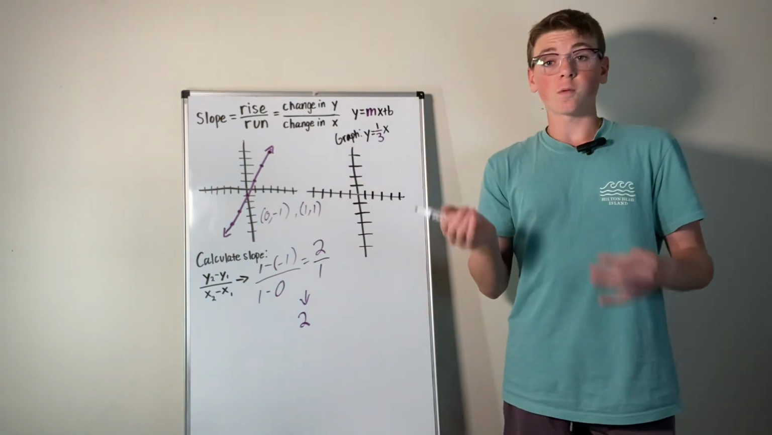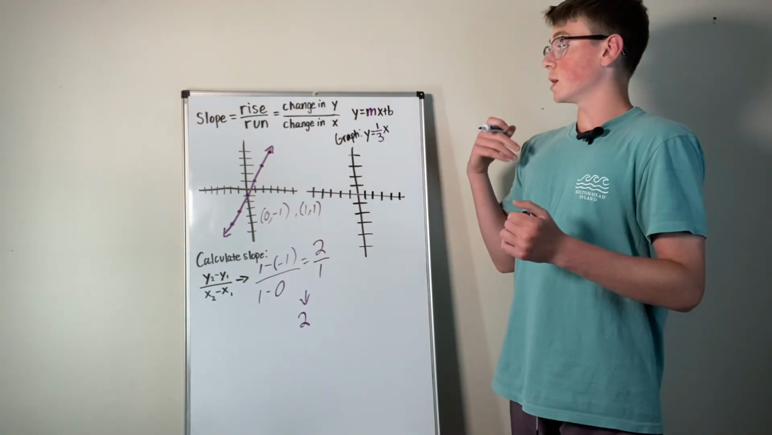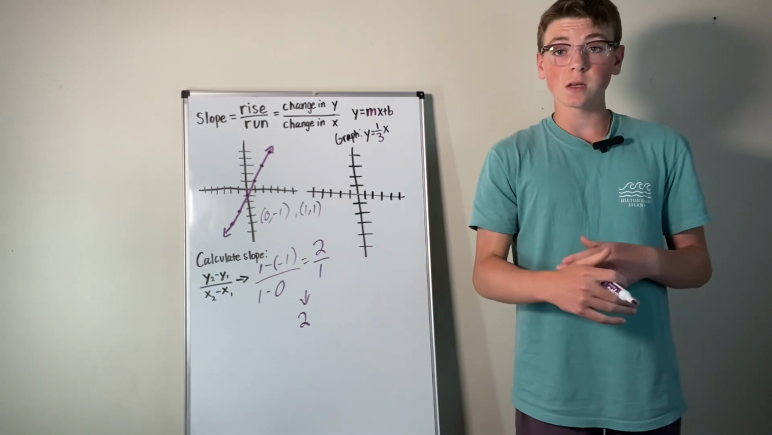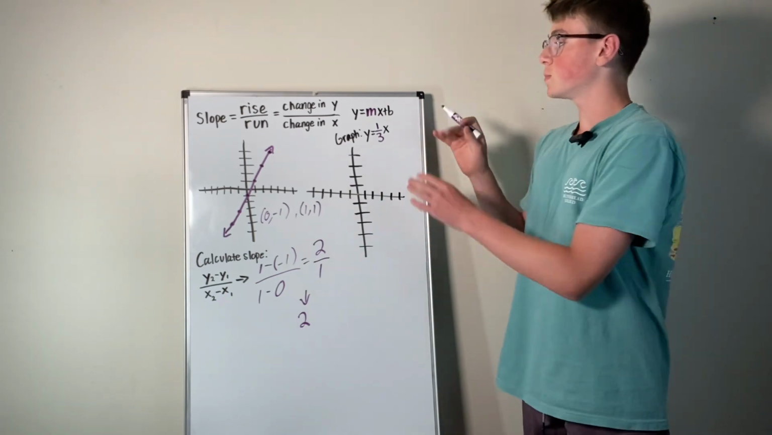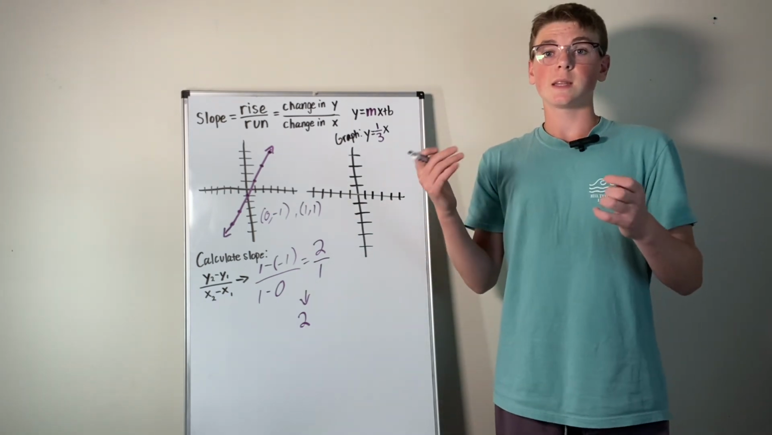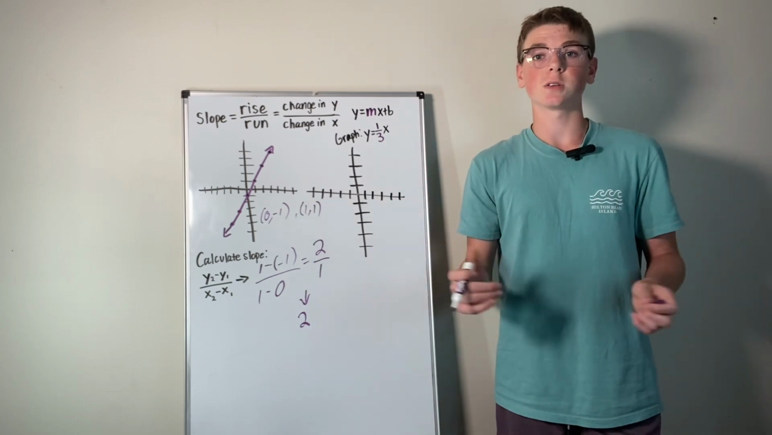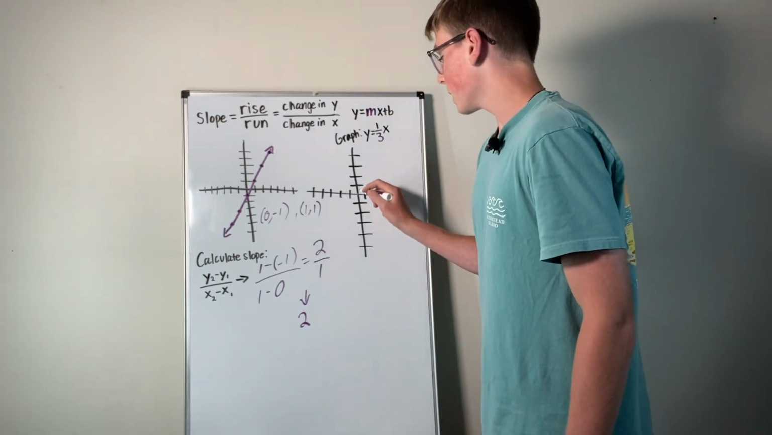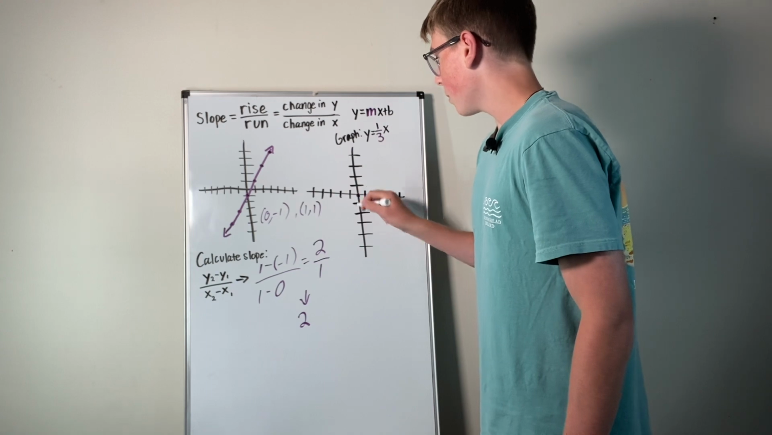Now, what if we have to graph something? So let's graph y equals 1/3 x. There is no specific y-intercept. It's not plus anything, so that means our y-intercept is 0. So we can start with that point.